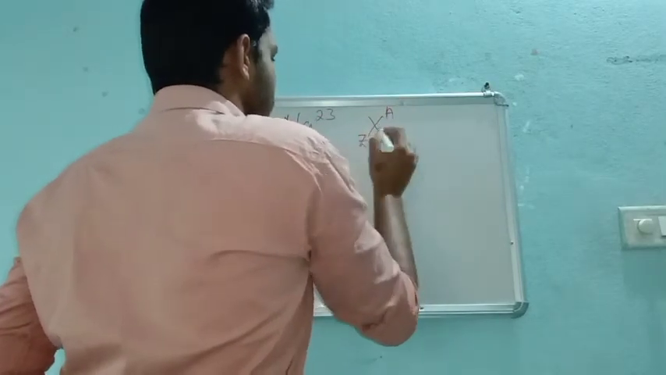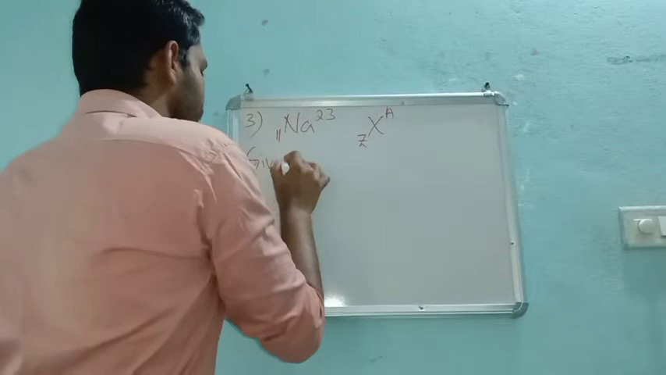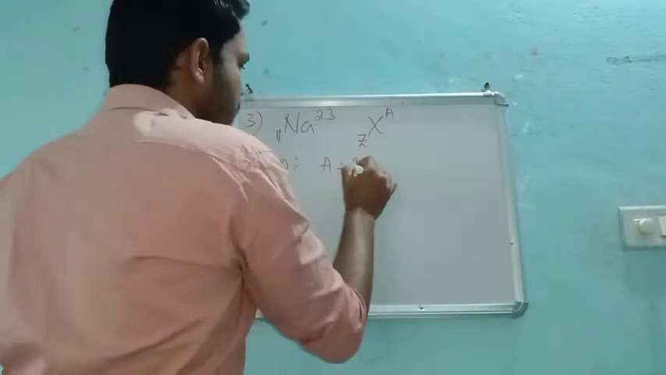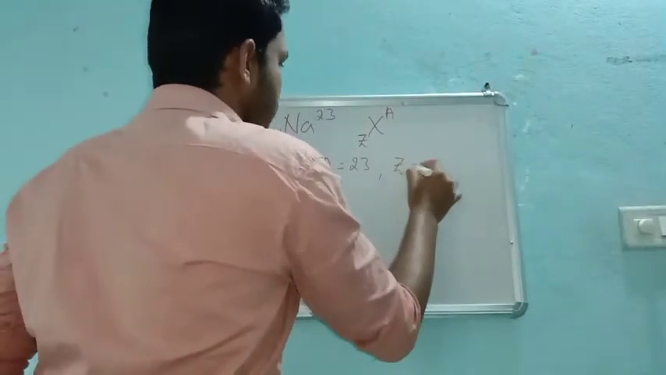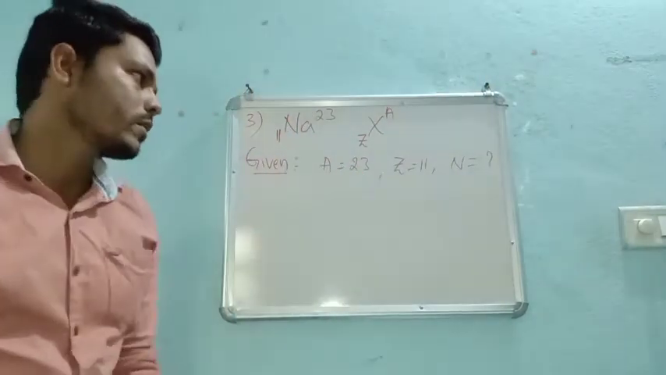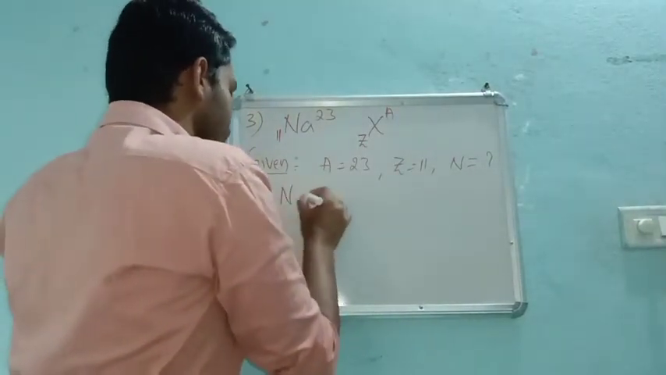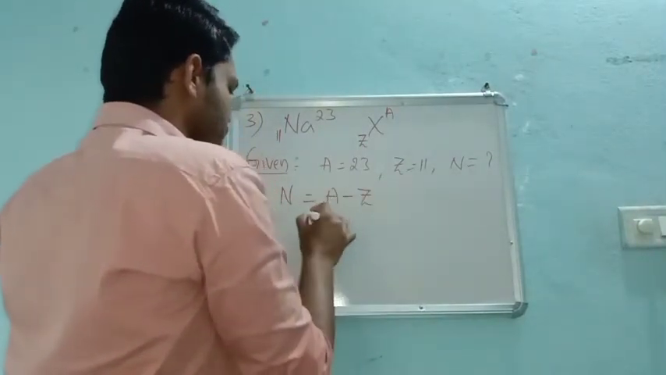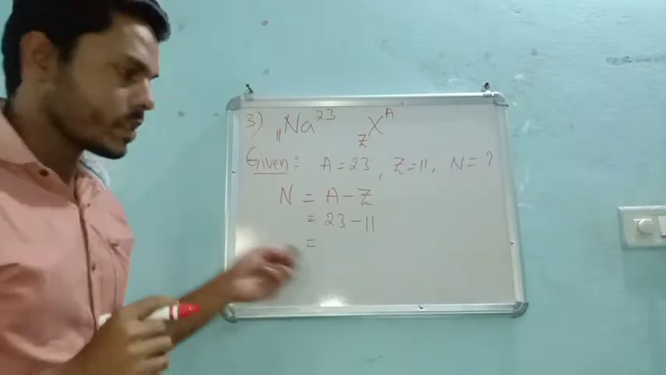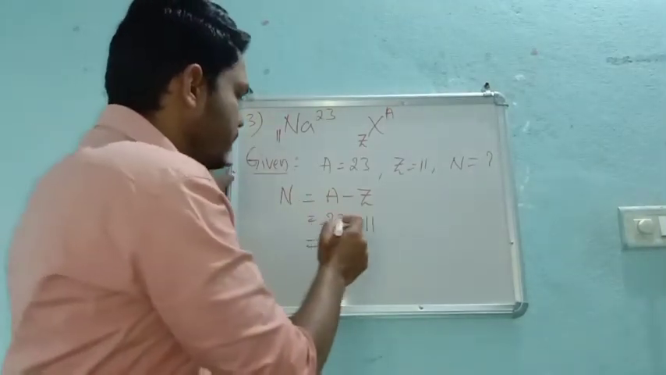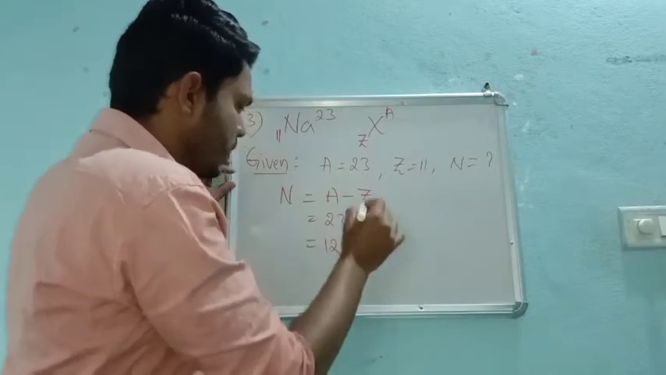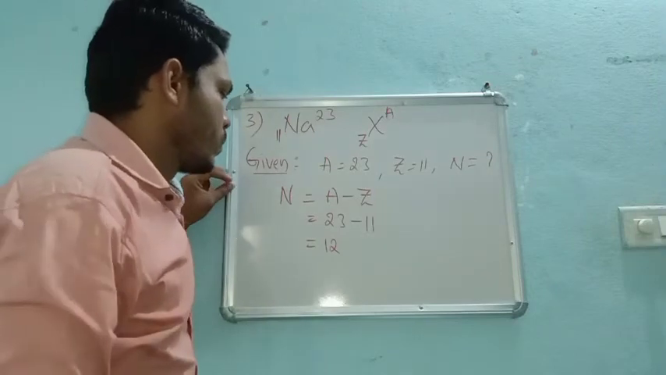So now, A and Z, given. A is directly 23. What about Z? Z is equal to 11. And we need to calculate the number of neutrons. So again, N is equal to A minus Z. So A is 23, minus 11. How much is it? It is 12, right?